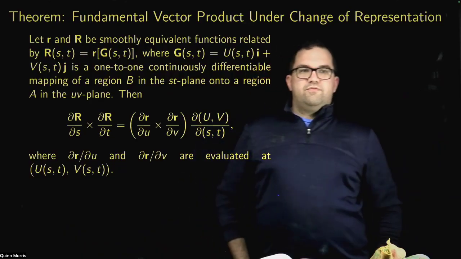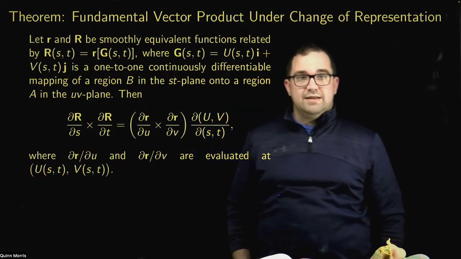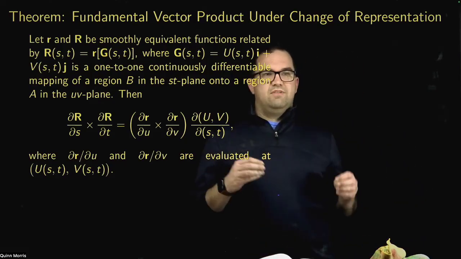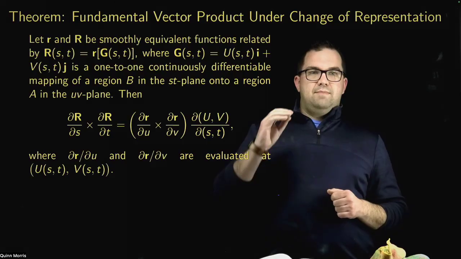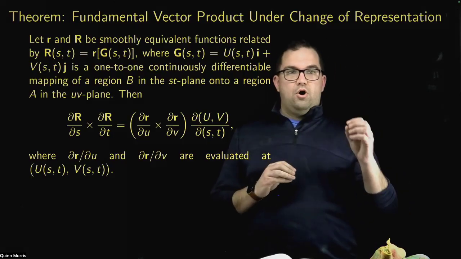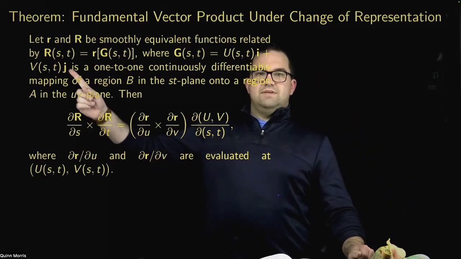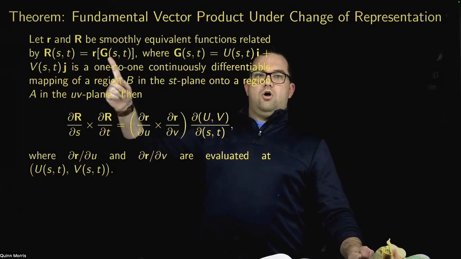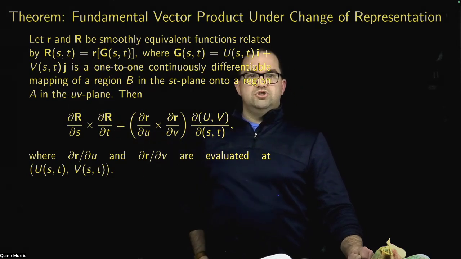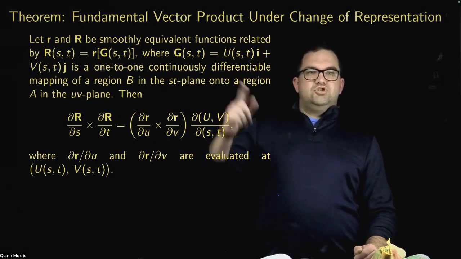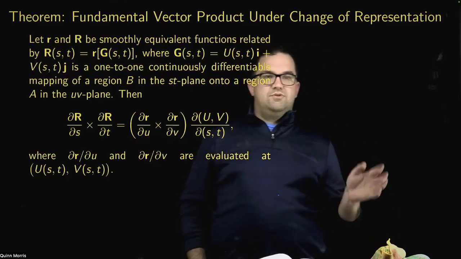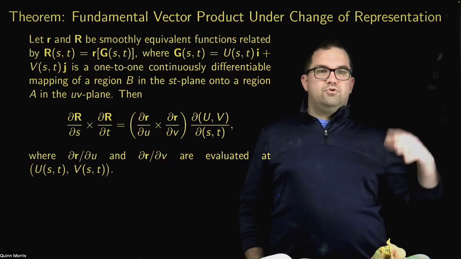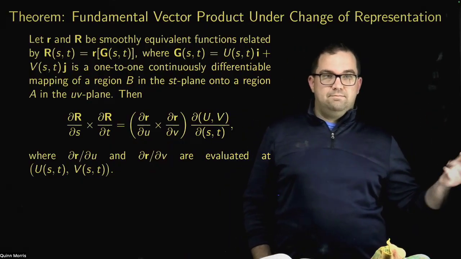So the first thing is a stepping stone to get us there. Imagine you have two smoothly equivalent functions. I'm going to imagine I have a little r and a big R. And really what I want to think of is that big R can be written as little r composed with some other function g, where this g is just some one-to-one continuously differentiable mapping of a region B in the ST plane onto a region A in the UV plane.